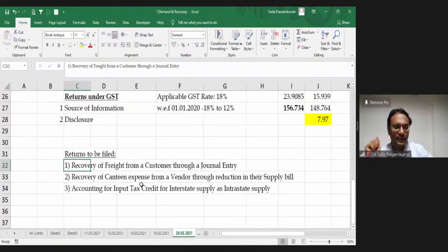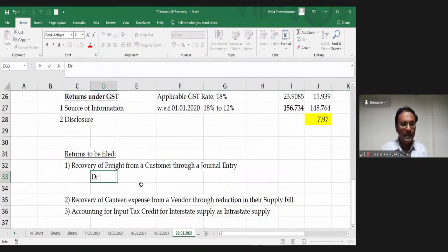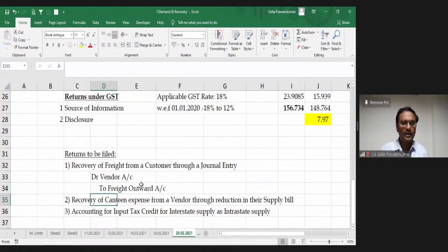Say Tally is my accounting software. I have debited my vendor. I have credited my freight expenses. What am I doing? Debit vendor account to freight outward account. Now, when I passed a journal entry, this journal entry doesn't know, or the voucher entry doesn't know, that the GST GLs have to be affected. Now, assuming I have recovered 50,000.